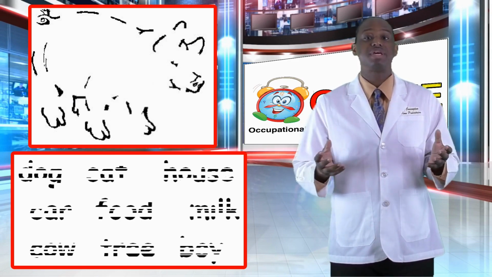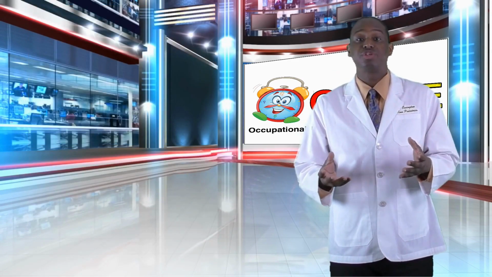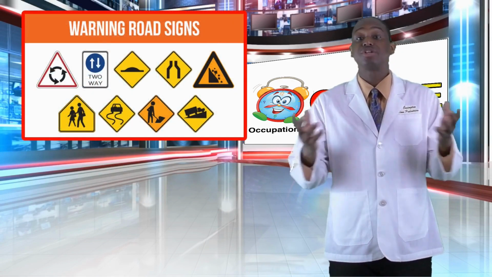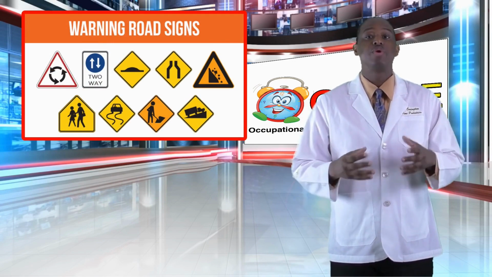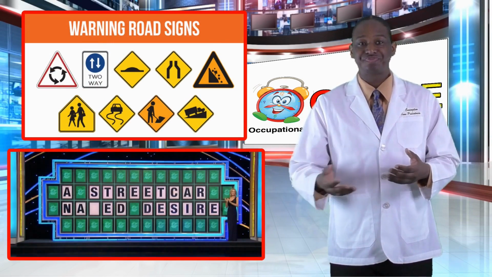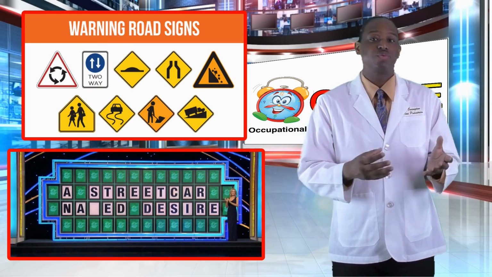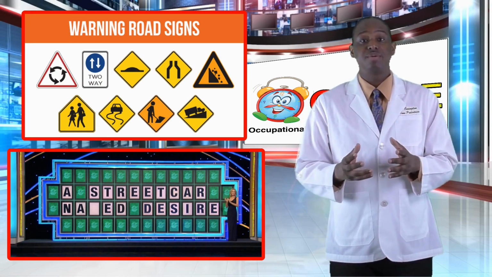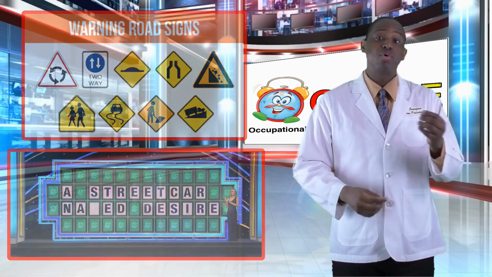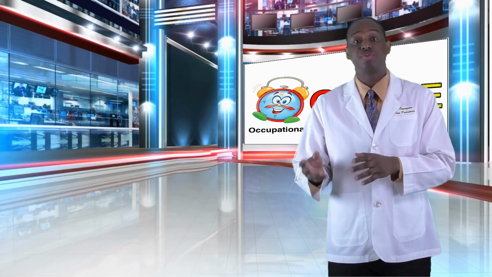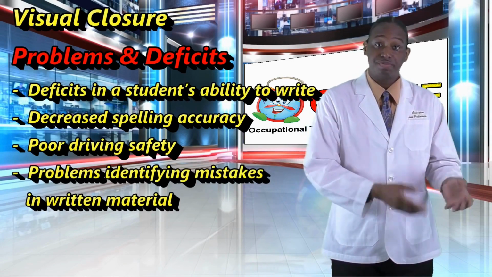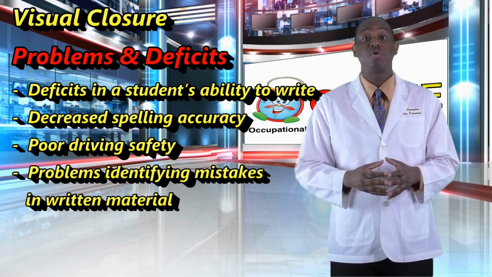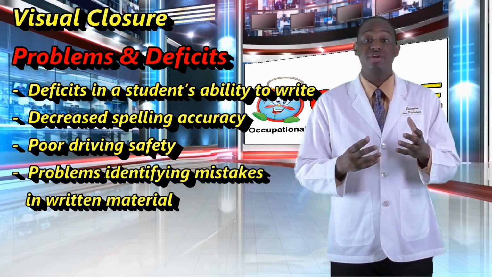An example would be you're using visual closure skills when you can figure out what a road sign says, even if it's partially blocked by a tree. Or when you're playing Wheel of Fortune on TV. Also, when you can make sense of words on a smudged page, or when you can find a missing item when it is partly hidden. Poor visual closure skills can cause problems with a student's ability to write spelling words, drive safely, problem solving, or identifying mistakes in written material.